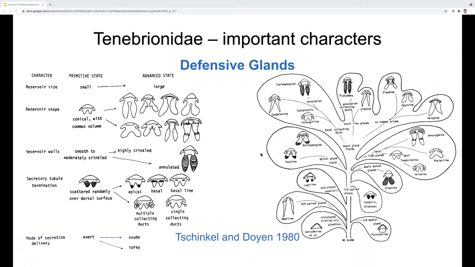The size of them, whether or not they have what's called common volume, so two sacs that lead into a pouch-like thing before the defensive secretions are pushed out of the body, or are they fully separate from each other? Also, is it just a simple cuticular pouch, or are they annulated, with rings of cuticle around them? And Schinkel and Doyen talked a lot about where the secretory cells and parts are that actually create the defensive chemicals. Though I don't know too many modern people who've had a ton of luck identifying those, that's also an interesting evolutionary and classificatory character set.